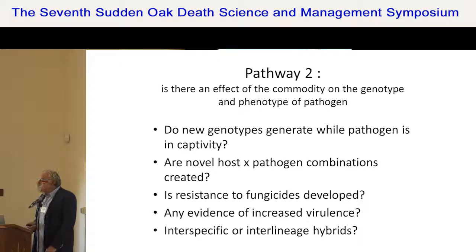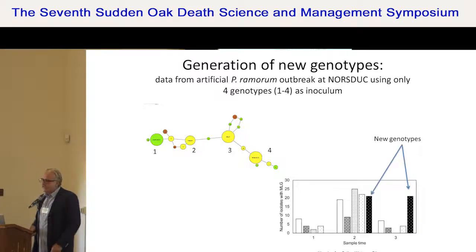Are there new genotypes that are generated when the pathogen is in captivity, meaning in the plant production facilities? Are novel host by pathogen combinations created in these facilities? Is resistance to fungicides developed? Is there any evidence of increased virulence? And do these facilities facilitate hybridization between genetically different groups or genetically different species of pathogens?